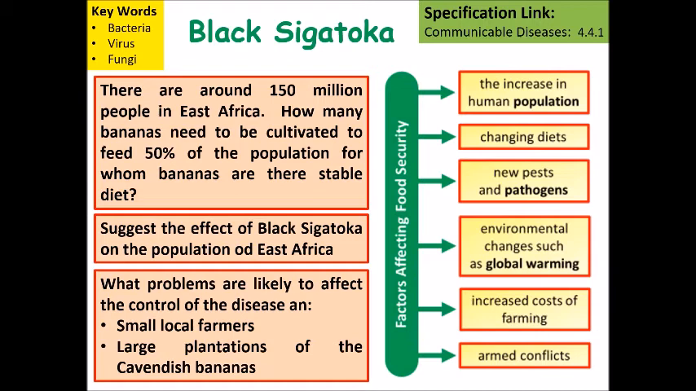There are 3 questions here for you to have a think about before looking at the answers. The first one is that there are around 150 million people in East Africa. How many bananas need to be cultivated to feed 50% of the population? The second is to suggest the effect of Black Sigatoka on the population of East Africa. And finally, what problems are likely to affect the control of disease for local farmers and on large plantations? Pause the video, then have a look at the answers.